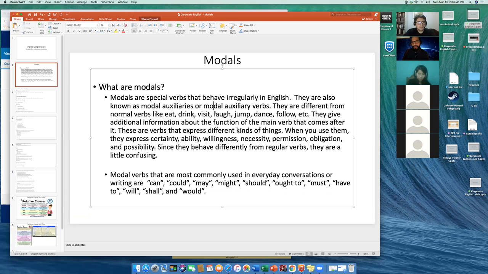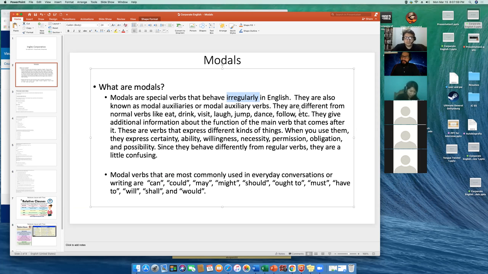What I want you to take away from this is that a model is a special verb that behaves irregularly in English. They're also known as model auxiliaries or model auxiliary verbs. They are different from normal verbs like eat, drink, visit, laugh, jump, dance, or follow. These are the normal verbs. They give additional information about the function of the main verb that comes after it. These are verbs that express different kinds of things. When you use them, they express certainty.